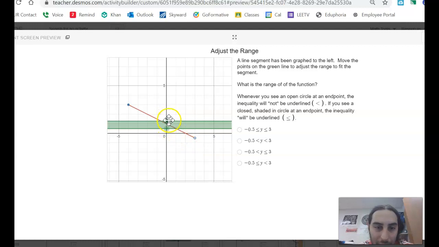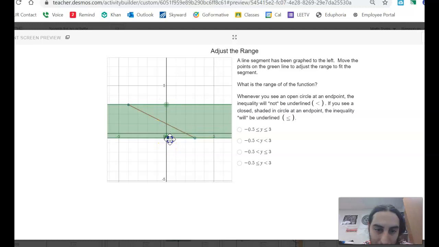All right. Now we want to adjust the range. So I want to put this right here where it belongs. Hit this one right here. Okay. Cool. Now notice this isn't exactly on a unit. This is actually halfway. That's negative 0.5 up to 3. So all these numbers are correct, but let's look at these endpoints.